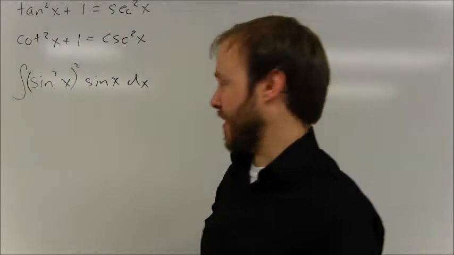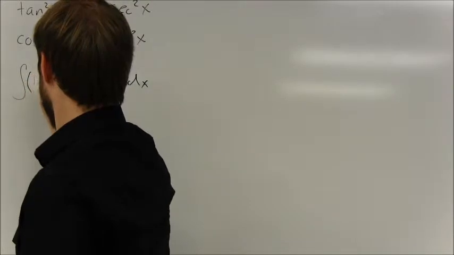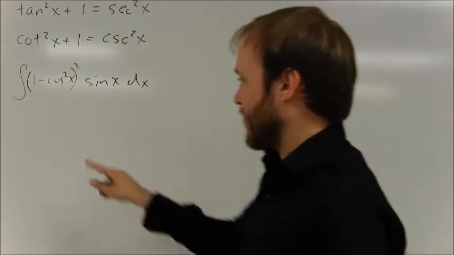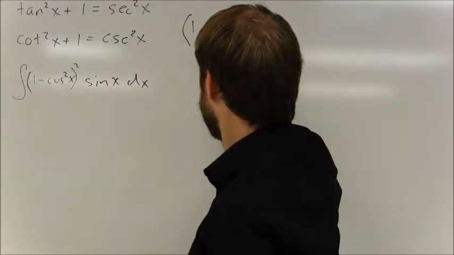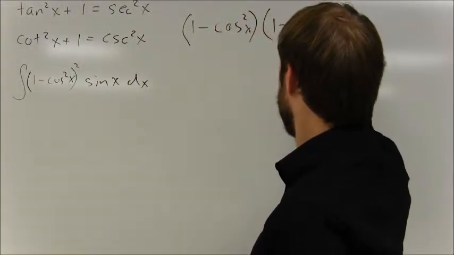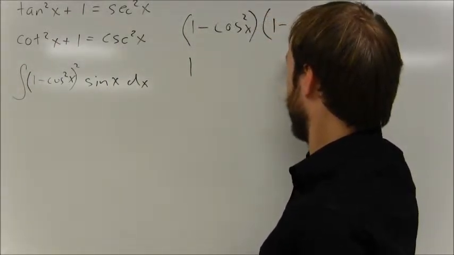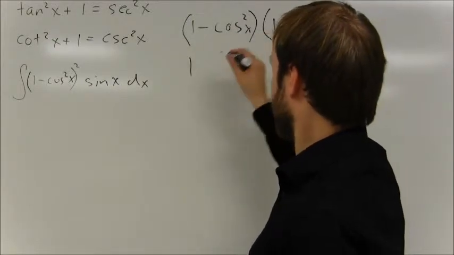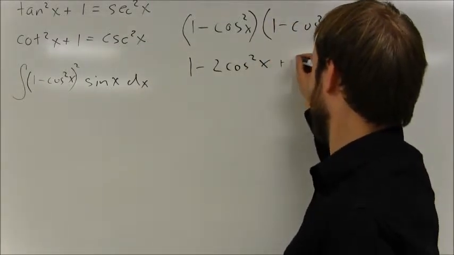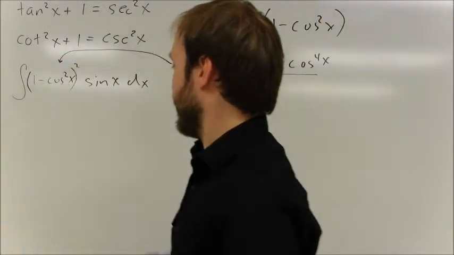Now, here's where my problem comes into play. I'm going to have 1 minus the cosine squared of x, squared. That's a FOIL problem, so I'm going to have to use FOIL. It's 1 minus the cosine squared of x times 1 minus the cosine squared of x. 1 times 1 is 1. 1 times negative cosine squared x, minus another cosine squared of x, is minus 2 cosine squared of x. And then negative times negative is a positive cosine to the fourth of x. That is what is going to go in place right over here.